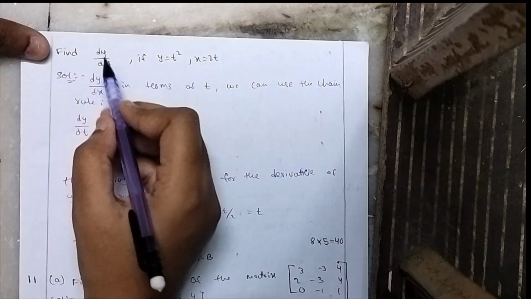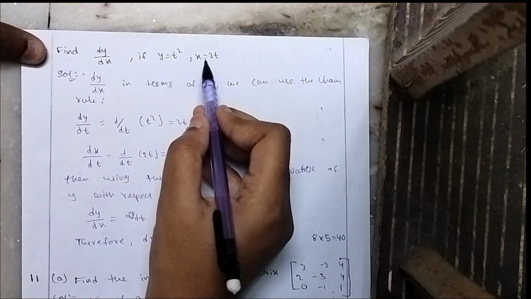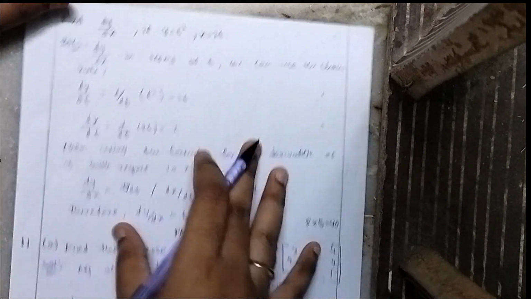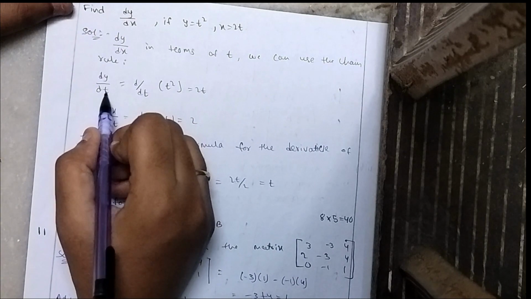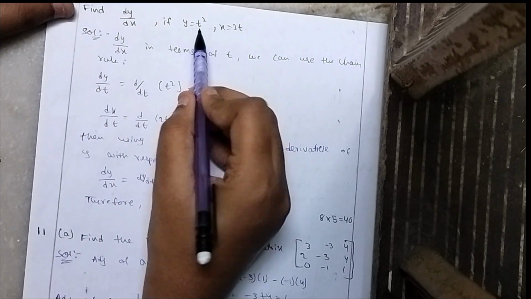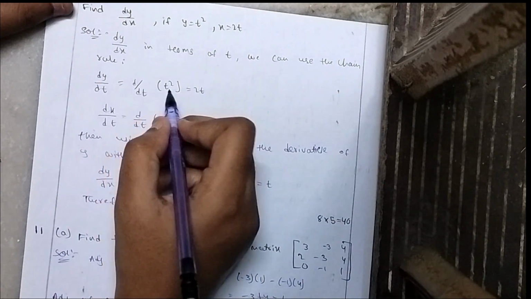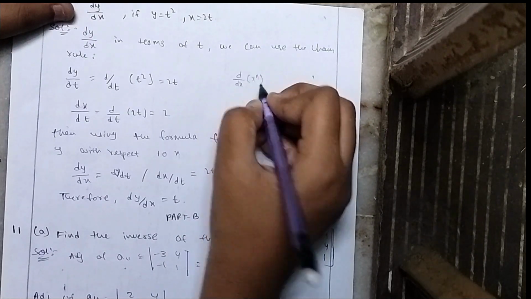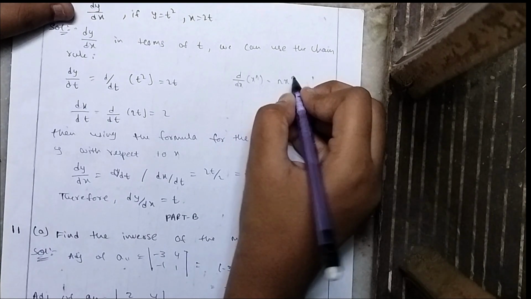Next one. Find dy by dx if y equals t square and x equals 2t. dy by dx, that means in terms of t. So by using the chain rule, dy by dt equals d by dt of t square. You know the formula that d by dx of x power n equals n into x power of n minus 1.